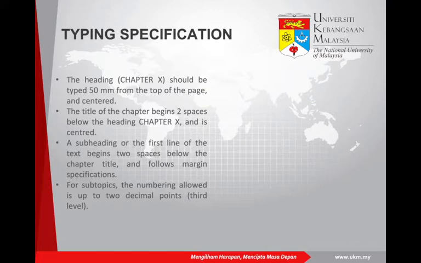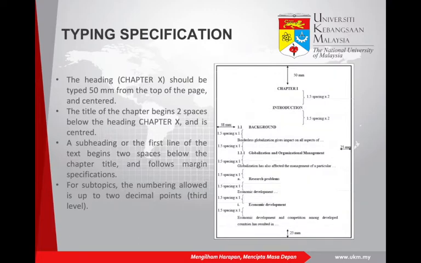Okay, the heading, i.e. the chapter numbers, should be typed 50 millimeter from the top page and centered. The title of the chapter should begin 2 spaces below the heading chapter 1 and is also centered. The subheading for the first line of the text should begin 2 spaces below the chapter title, and it should follow the margin specification that we have there.